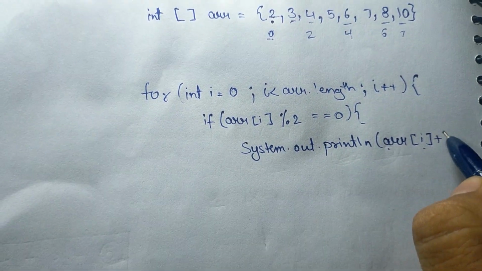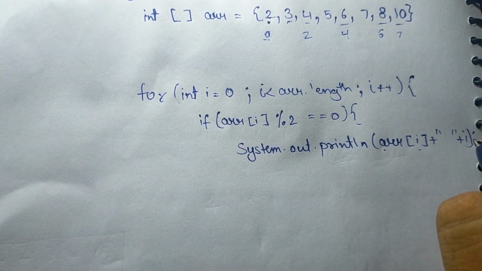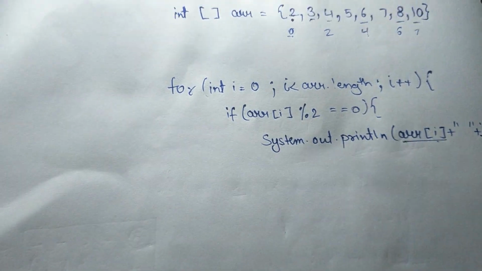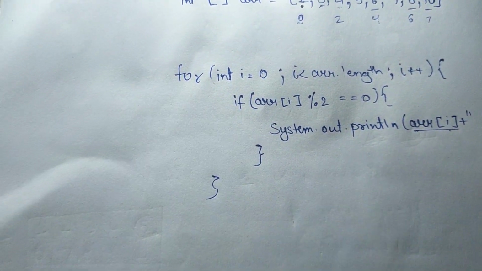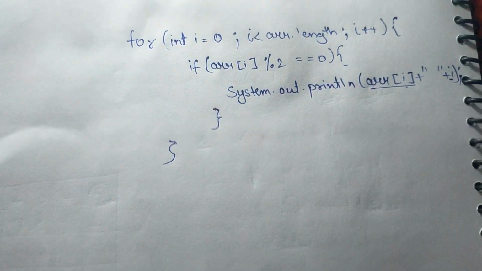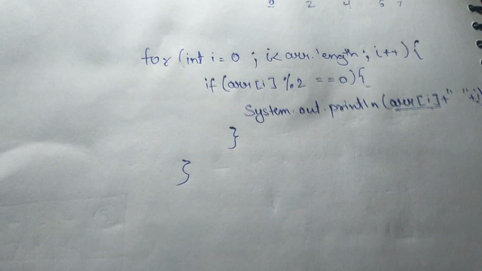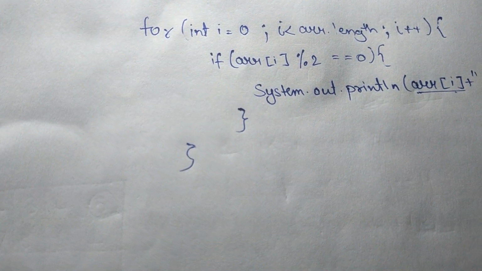After that we just want to print this i. Okay, this is the method how we print the number as well as the index. After that we close the loop, we close our outer loop. So it is the small program to print the even number with their indexes. So it's enough, and it's a very easy program.